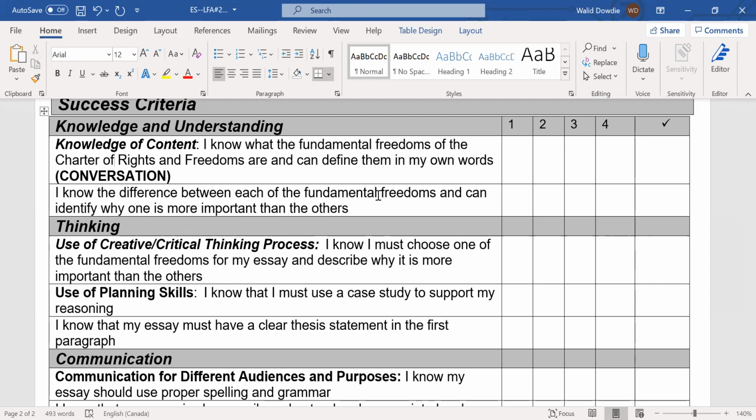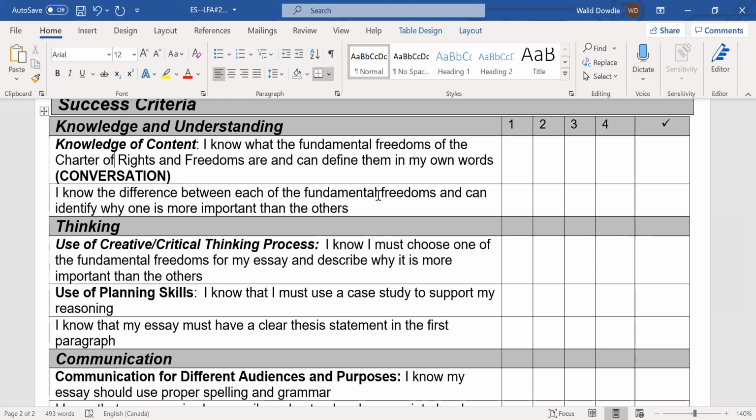For thinking, I know I must choose one of the fundamental freedoms for my essay and describe why it's more important than the others. I know that I must use a case study to support my reasoning. I know that my essay must have a clear thesis statement in the first paragraph. So three things. One, you establish which one you think is more important. You're not saying the others are not important. You're just simply saying this one is probably the most important of the four.